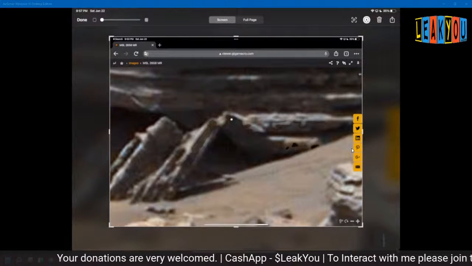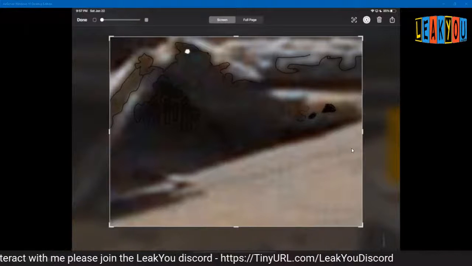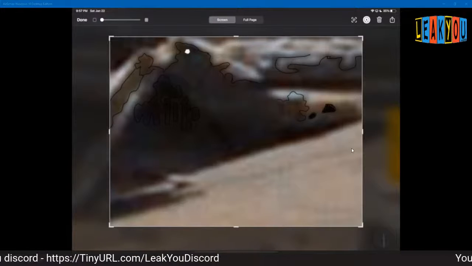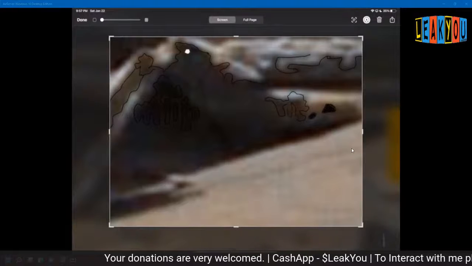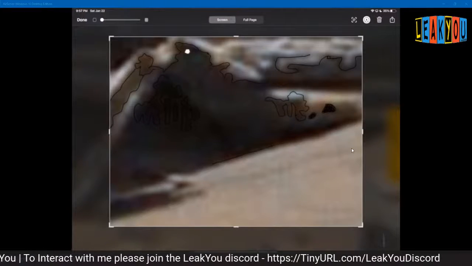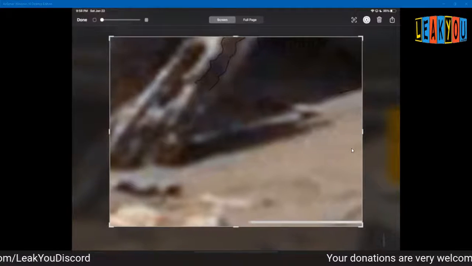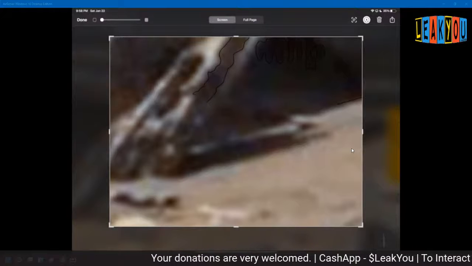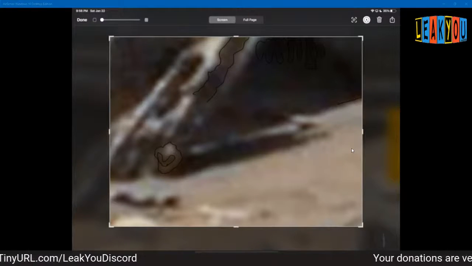The fact that also, if you really look here, and look how straight that shadow is. Look how straight that is. Isn't that something? Not to mention the fact, okay, look, just take a look.